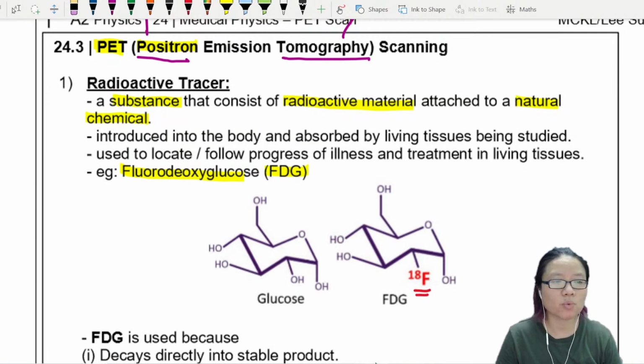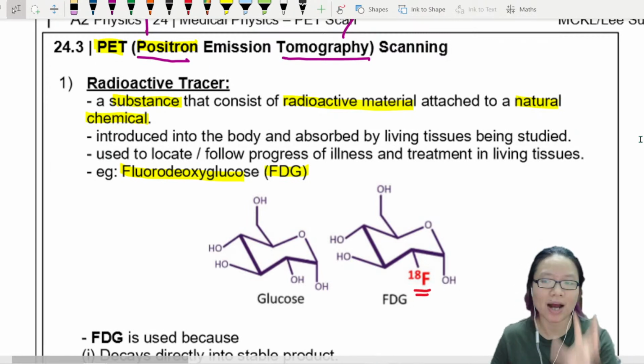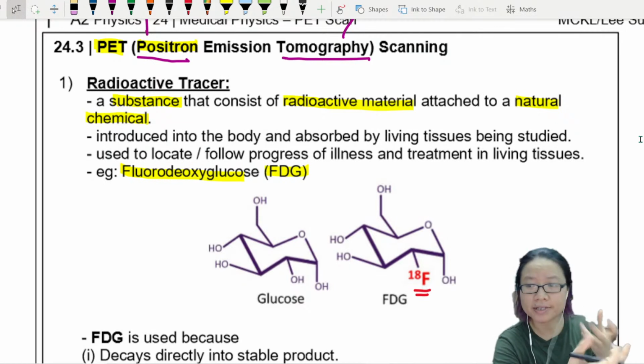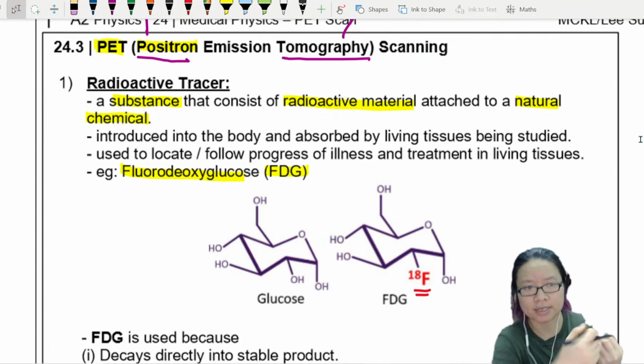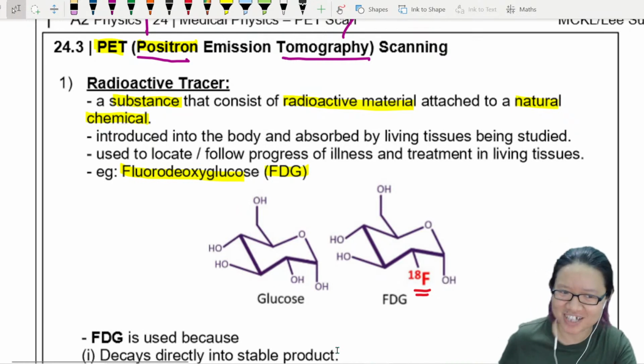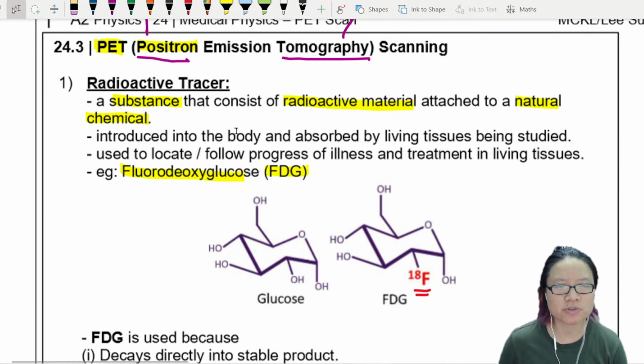The reason why I do so is that it's like a spy. I tie it so that your body looks at the molecule and goes, hey, this is glucose, this is sugar, this is something that I'm used to. I'm going to absorb this in. It is a familiar chemical, but unknown to the body, there's this little F-18 just hiding there, waiting.